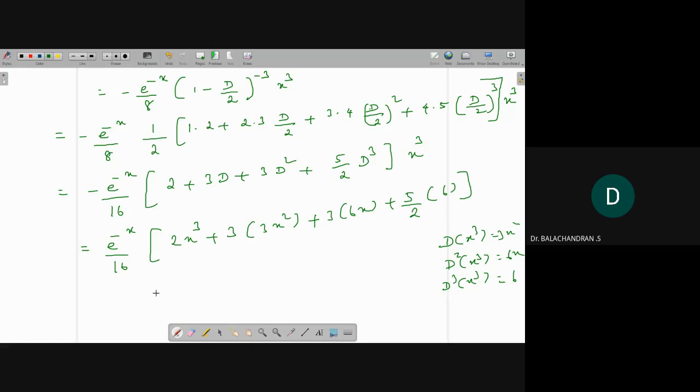Now remaining part is just a simplification. So 2x cube plus 9x square plus 18x plus 15. So this is actually PI. Okay. This is PI.